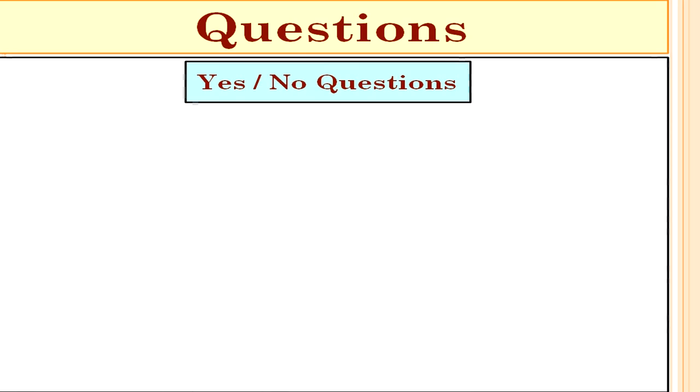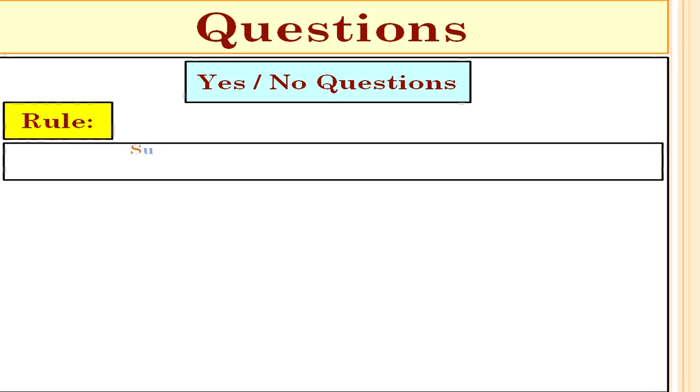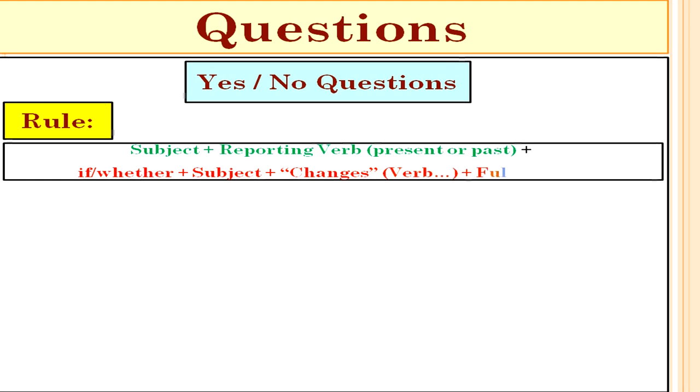In order to report a question which is a yes-no question, you should follow this rule. First, we have the subject plus the reporting verb. And the reporting verb here can be either ask or want to know. And the tense can be either present tense or the past tense. After that, we have if or whether, plus the subject, plus the changes we have. And the changes depend again on the tense of the reporting verb.